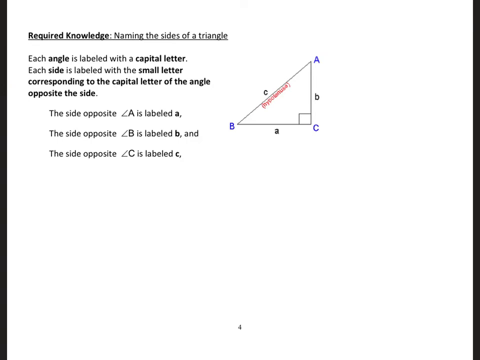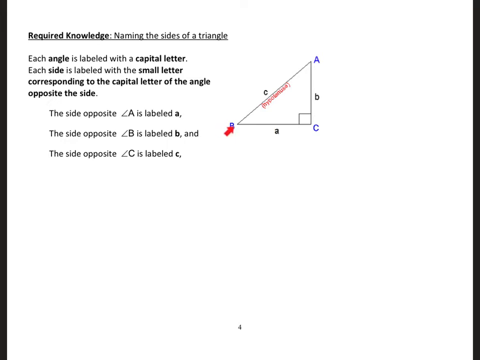In this video, we are going to see how we can find the sides of a triangle and also a missing angle. So before we do that, we want to start by seeing how to name the sides. You can see each angle is labeled with a capital letter and the sides are labeled with a lowercase letter. And when you are, for example, at A, if you look across it, that's side A, lowercase a.